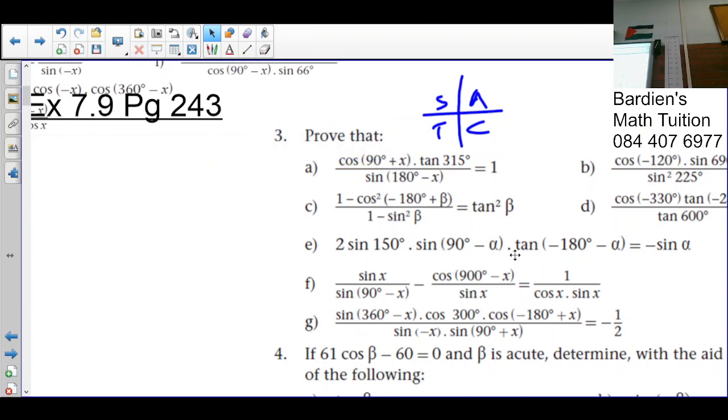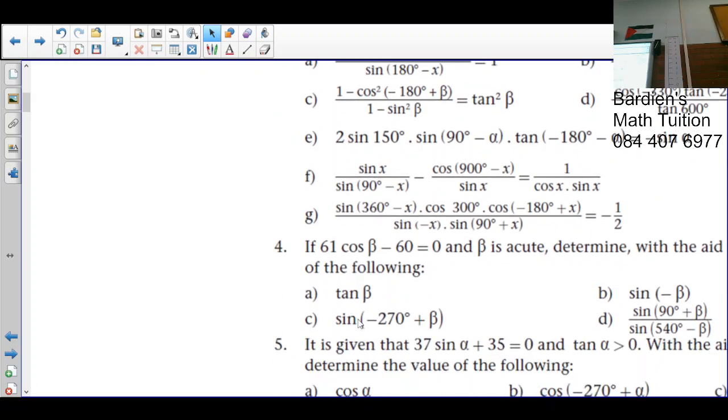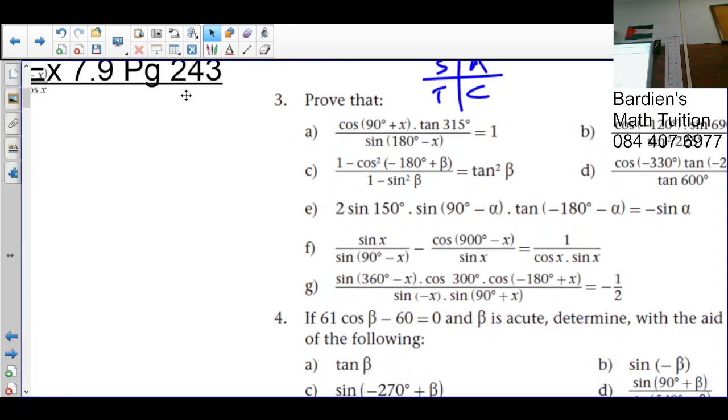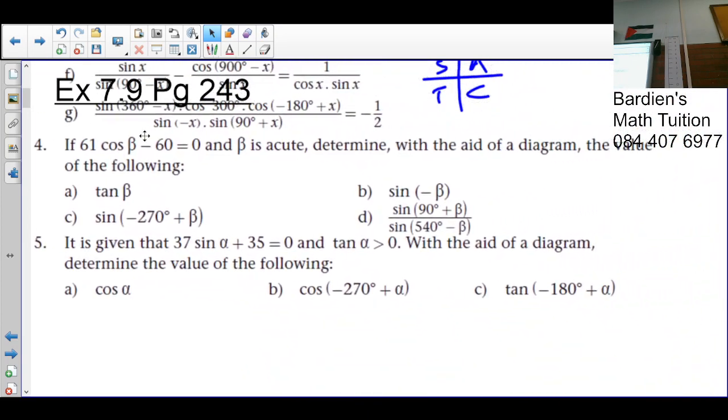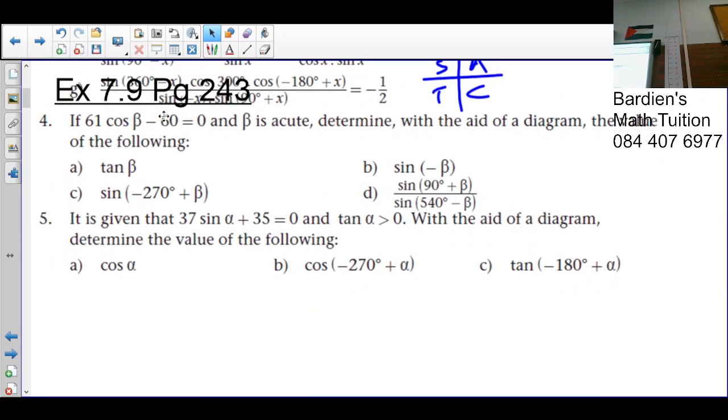Right. That was E. G? Any problems with G? No. Then you have to do number 4, not so? So I'm going to do number 4 for you. So homework is going to be the remainder of this whole exercise, okay? I know you guys didn't do 5, so please do 5 for homework. Alright?